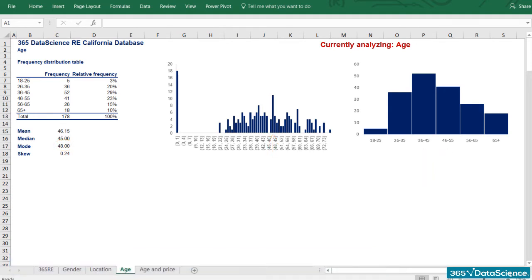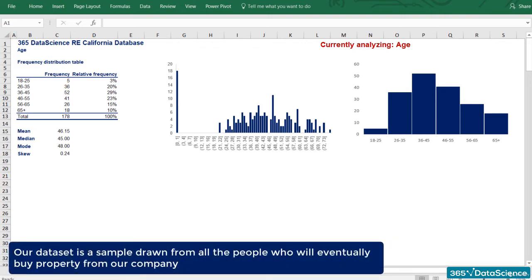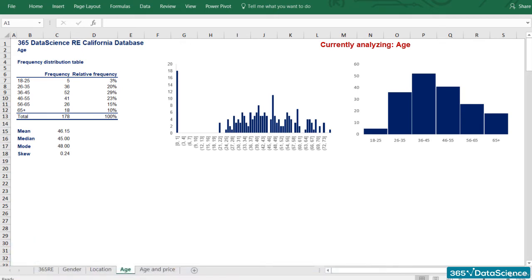Finally, we should inspect the variability of age. Before we can do so, we have to see if this is sample or population data. The company data is the population of all people who are our customers already. However, our research aims to help the marketing department in identifying future customers. Therefore, our dataset is a sample drawn from all the people who will eventually buy property from our company. Henceforth, we will use sample formulas.